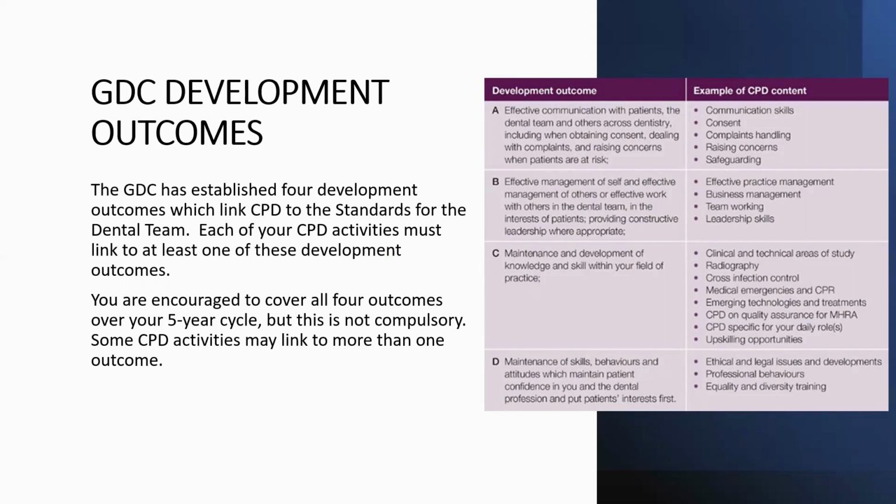The GDC encourage you to cover all 4 outcomes over your 5-year cycle, but that's not absolutely necessary. They just suggest that so you get a wide range of CPD. And some CPD could link to more than one outcome. For example, we have linked this particular presentation to B, effective management of self, and D, maintenance of skills, behaviours and attitudes which maintain patient confidence. So sometimes they can cover all. That's unusual, but it has to cover at least one, and preferably more than that.